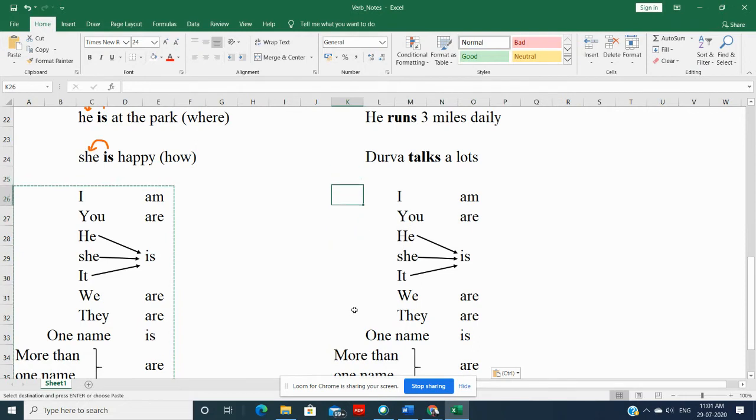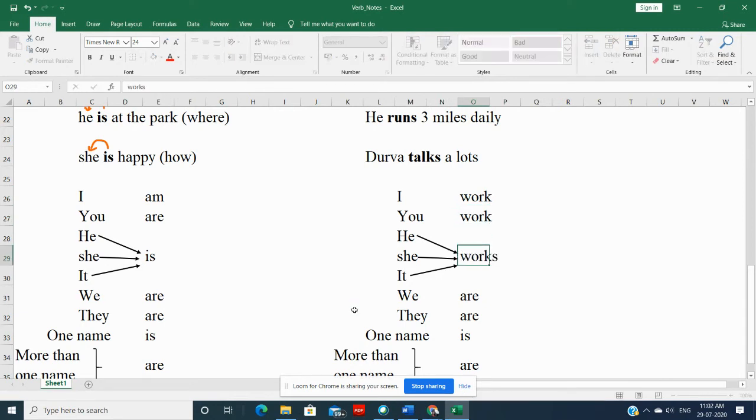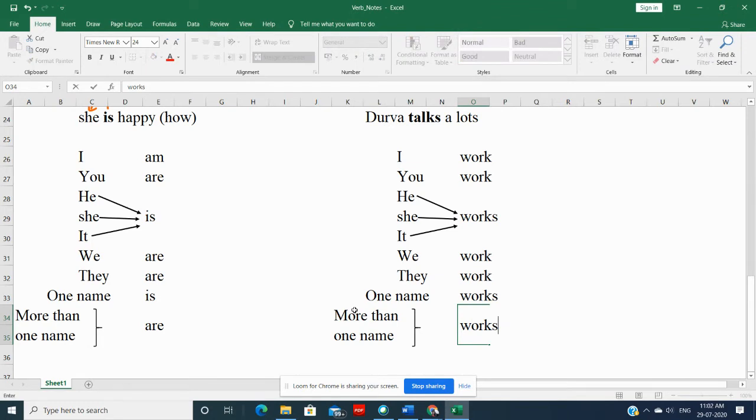Okay. Now see here. I'll just take one word. Let's say work. I work. You work. He, she, it works. We work. They work. With only one name, let's say Durva, Durva works. And if there are so many names, then also it's work. All right? Okay. So this is how it is.